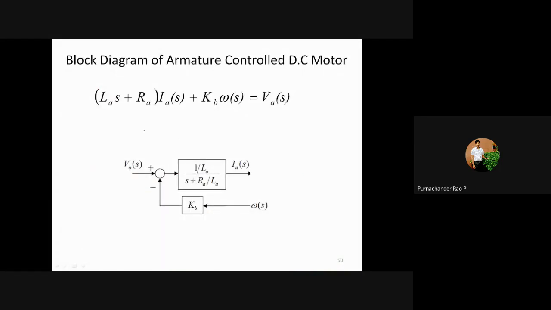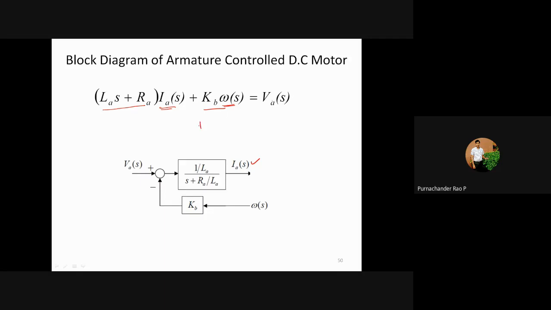So this is your block diagram for the first equation. The first equation is VA of S. This is your input, and your output is IA of S, with omega of S as a second input. There are two different inputs here. So IA of S is your output, and then the denominator value is going to be 1 by LA, or directly you can take it as 1 by LA into S plus RA. Then we need to add up this back EMF.